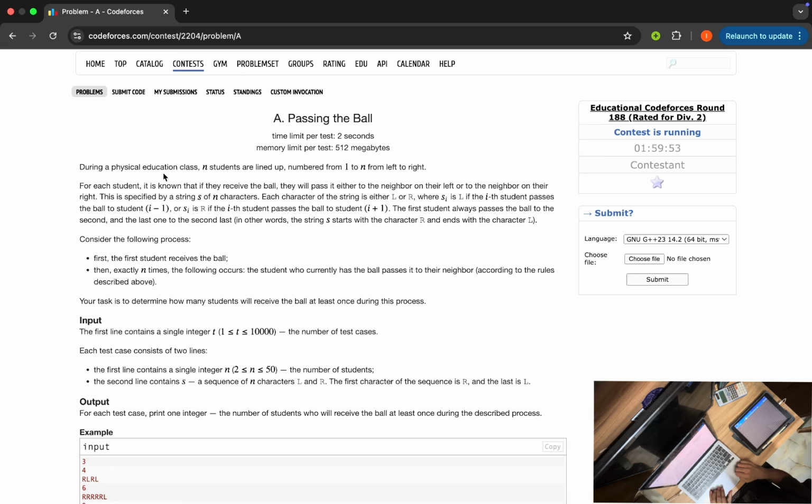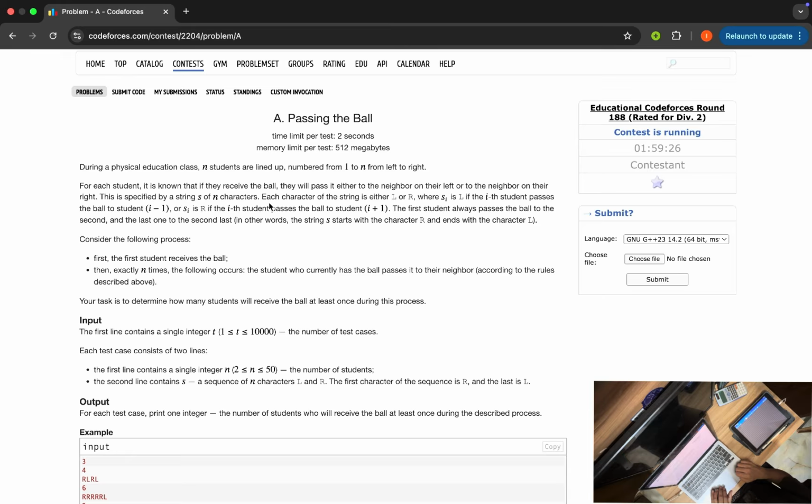Okay, during a physical education class, students are lined up, numbered from one to n, left to right. For each student, it is known that if they receive a ball, they will pass it to either the neighbor on the left or the neighbor on the right. This is specified by the string S.